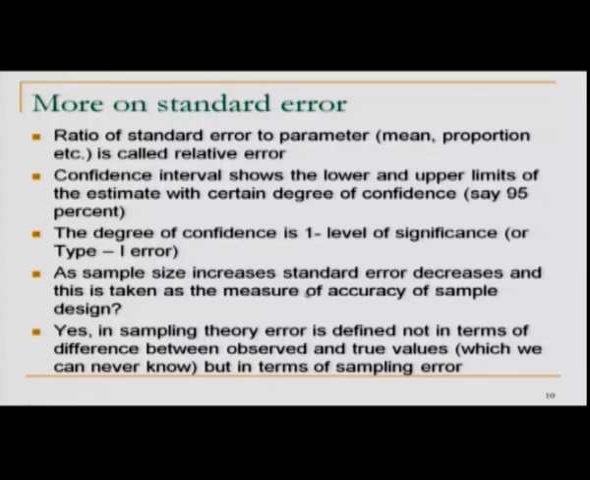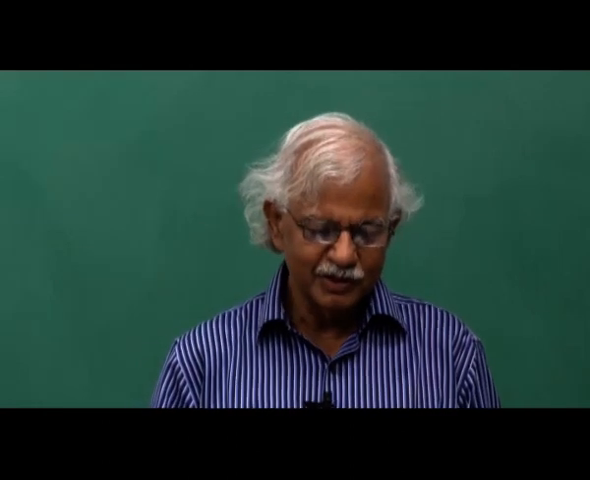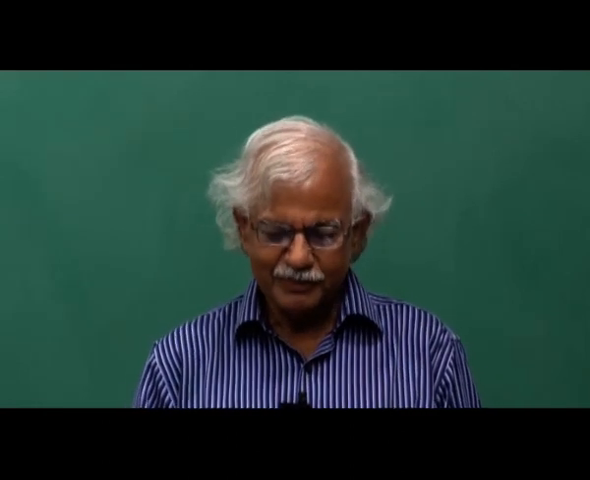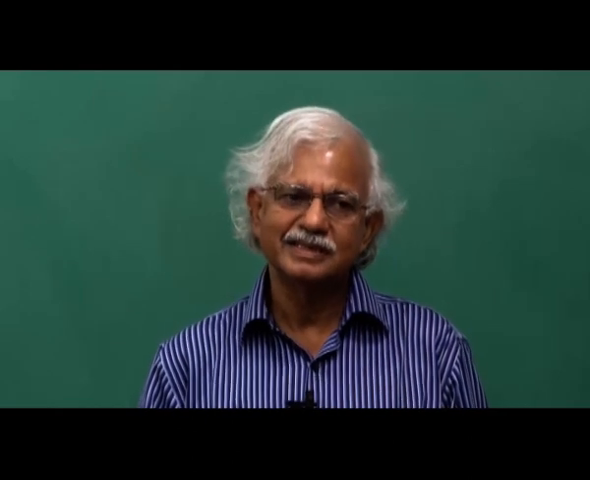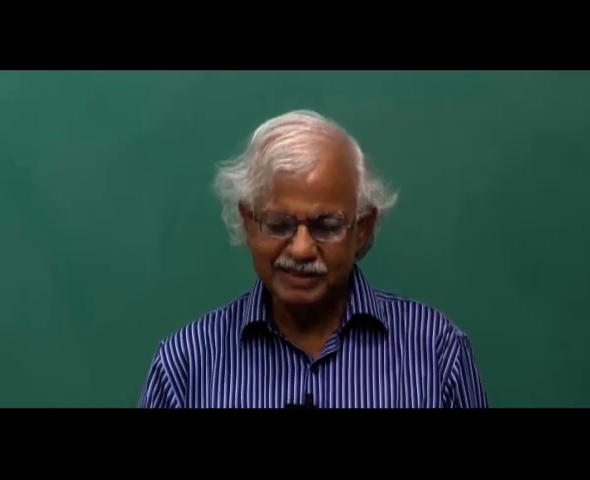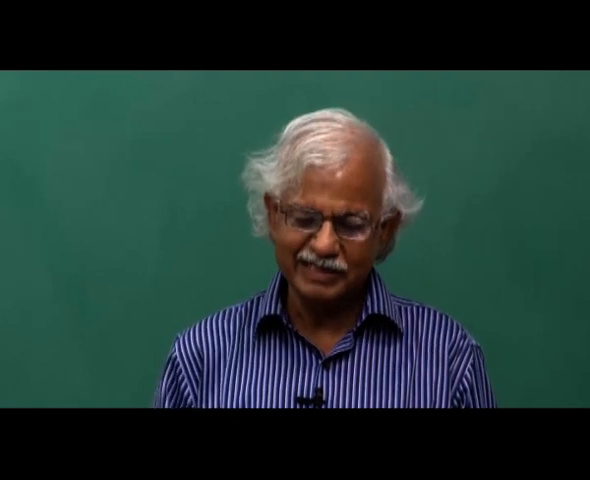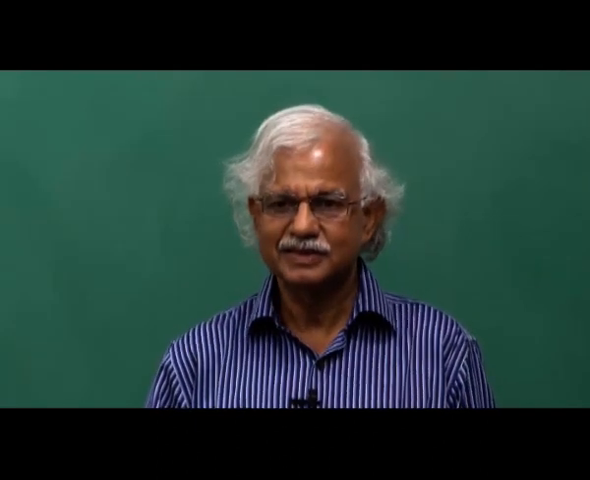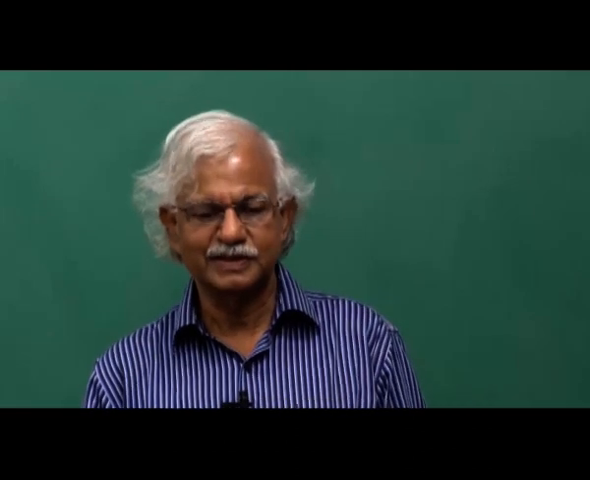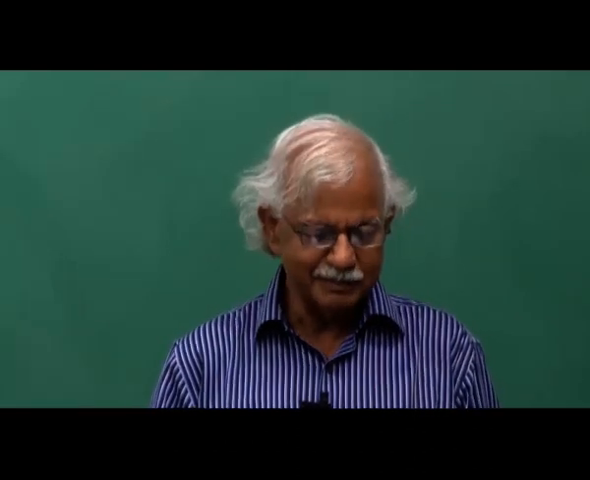As sample size increases, standard error decreases, and this is taken as the measure of accuracy of sample design. In sampling, you cannot measure accuracy as the difference between sample results and true value, because the true value is not known. If you knew the true value, you would not go for sampling studies. So, in sampling, error is defined in terms of standard error. The standard error of mean, as we have seen in some previous lectures also, is sigma or standard deviation of the population divided by square root of sample size.